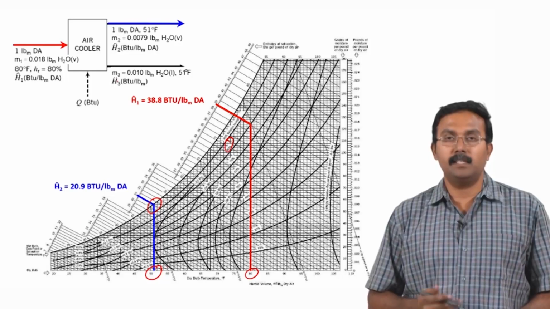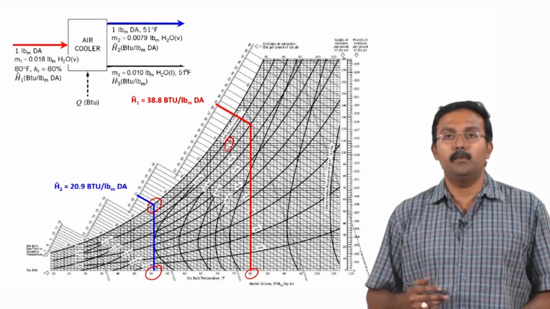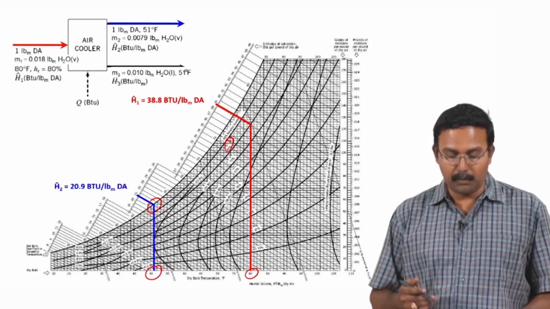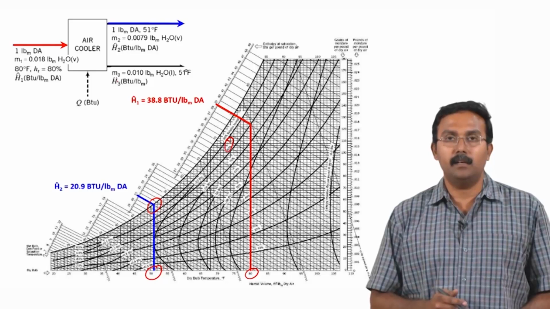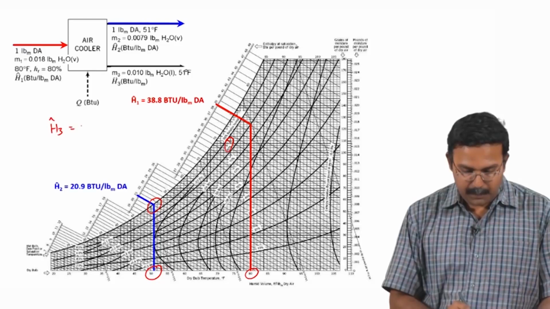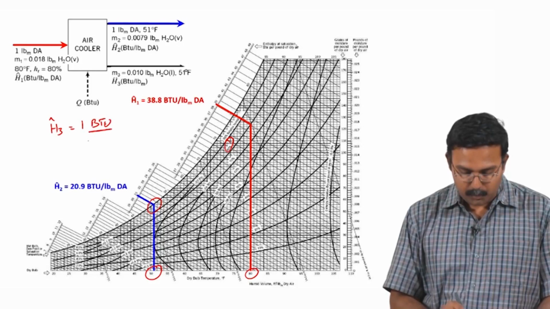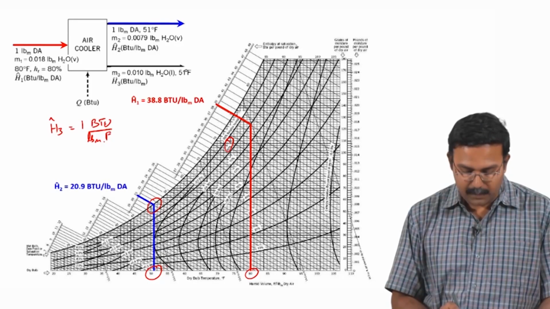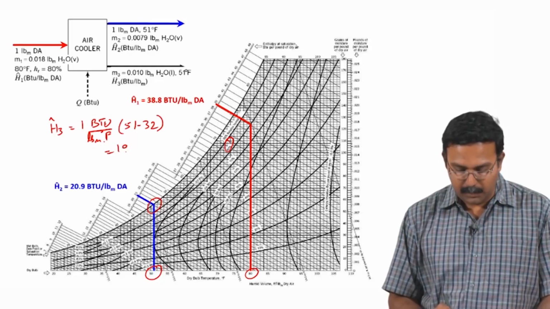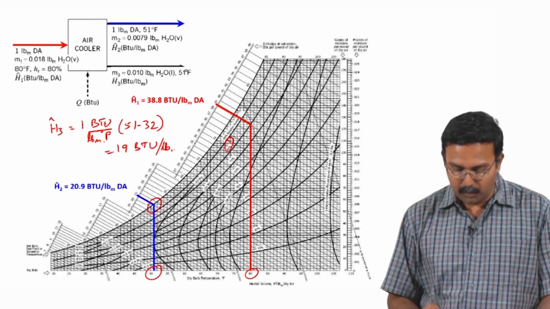H3 cap can be identified directly because it is liquid water, and we know the Cp value for liquid water, which is 1 BTU per pound mass degree Fahrenheit, and from there you can calculate the enthalpy change as H3 cap equals Cp, which is 1 BTU per pound mass degree Fahrenheit, times 51 minus 32, which is equal to 19 BTU per pound mass of water.